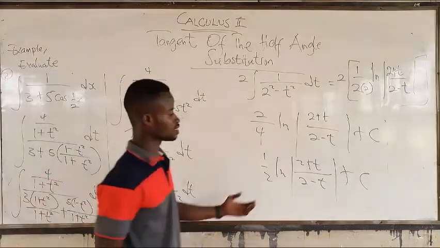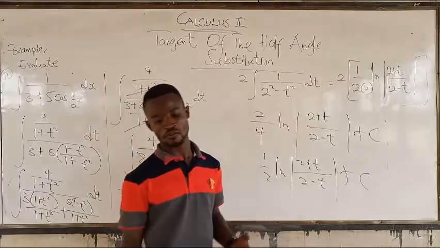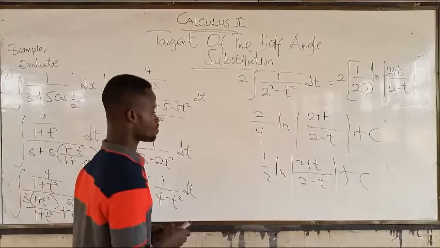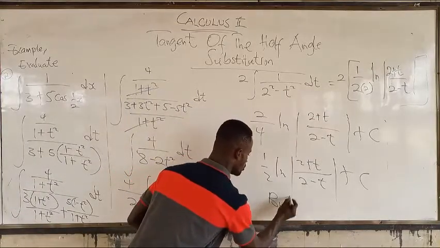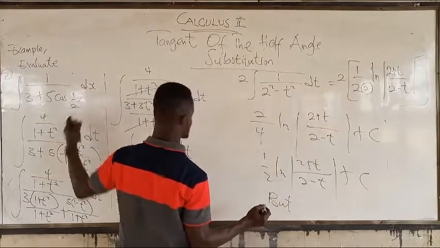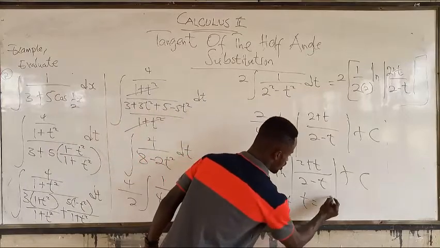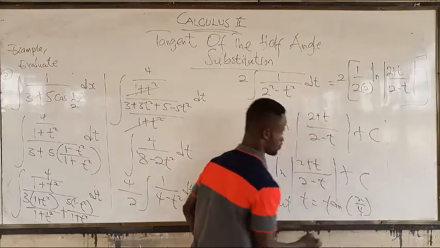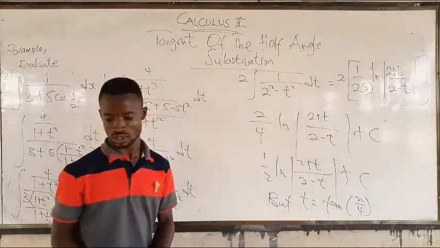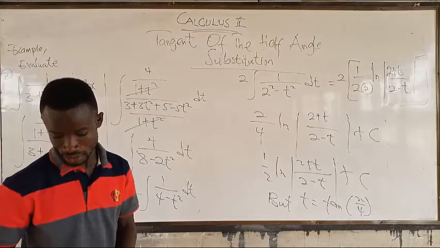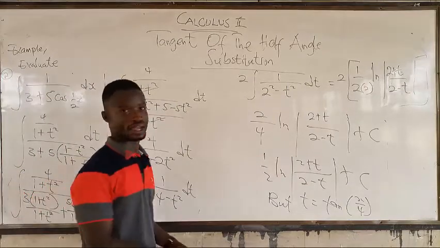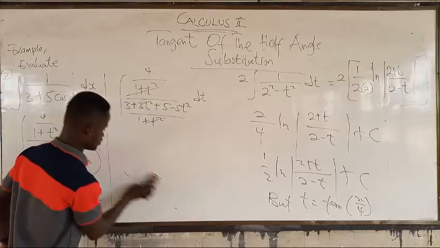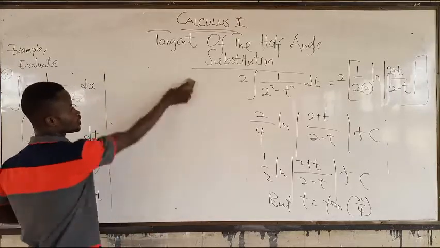But you know what? After getting this, don't forget that t is equal to, so back here, we need to bring back our s. So back, t is equal to tan s over 4. Then you go and do the substitution. Alright. So let's do that and close for this video.